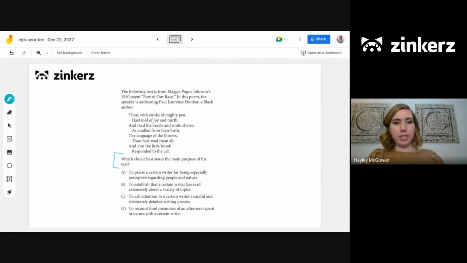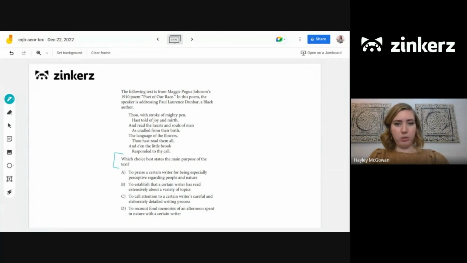So we have some context at the top. The following text is from Maggie Pogue Johnson's 1910 poem, Poet of Our Race. In this poem, the speaker is addressing Dunbar, a Black author. Okay, so we're speaking directly about Dunbar here, and let's see what Johnson has to say.